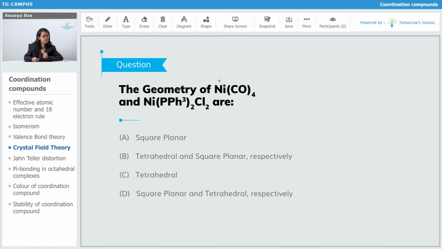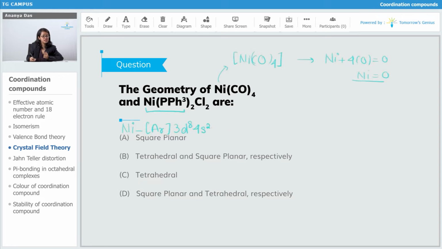So in this case, Ni(CO)4. CO is a neutral ligand. Ni plus 4 into 0 is equal to 0. So the oxidation state of nickel here is 0. So this is a complex in which the oxidation number of the central metal atom is 0. That means the central metal atom is an atom and not an ion. So nickel has the electronic configuration 3d8 4s2.